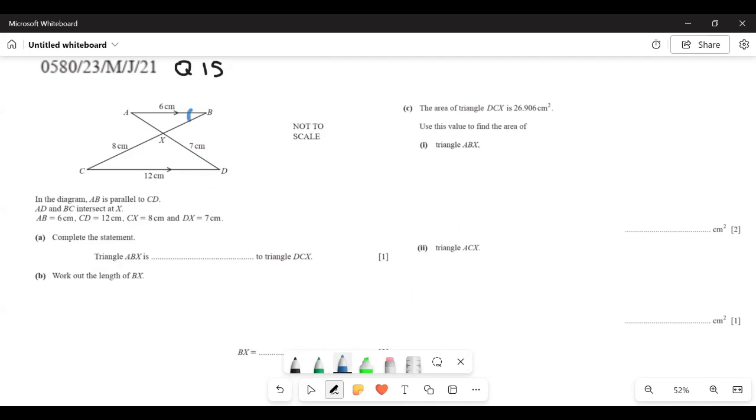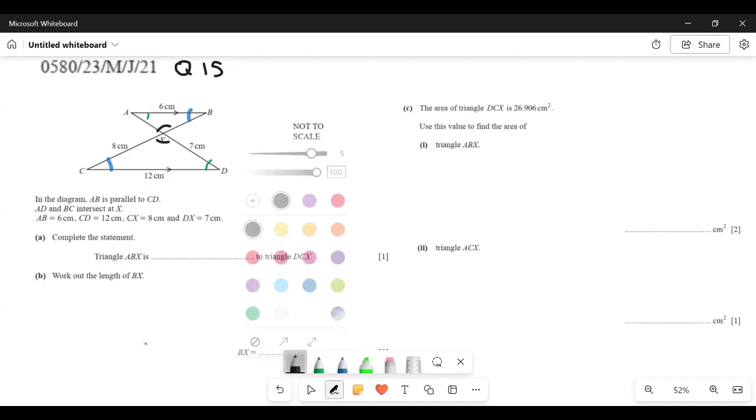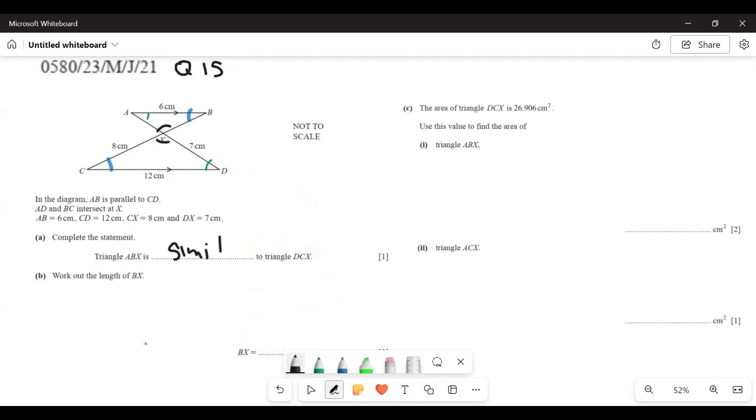This angle would be equal to this angle because they make alternate angles. This angle would be equal to this angle, that's also another set of alternate angles. And then this and this, they would make vertically opposite angles. So since all three angles are equal, ABX is similar to DCX.